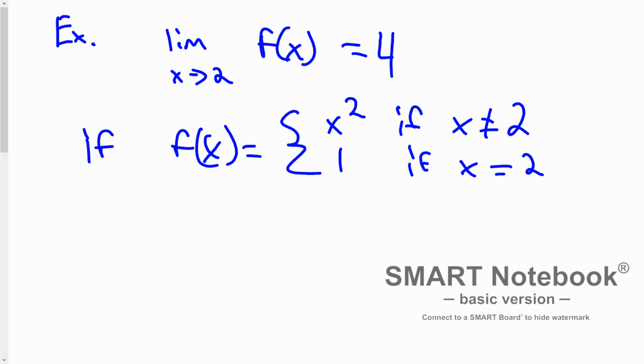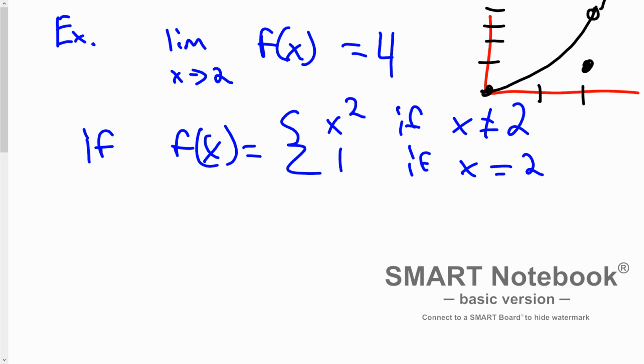So the limit as x goes to 2 of f of x equals 4. And here's my f of x. It looks something like this. It's an x squared, right? So 0, 0, 1, 1, 2, 2, 3, 4. Normally we'd get 4, but this says we don't. It says we actually get 1, and there's actually a hole here. So our graph looks something like this, and it keeps on going like that.